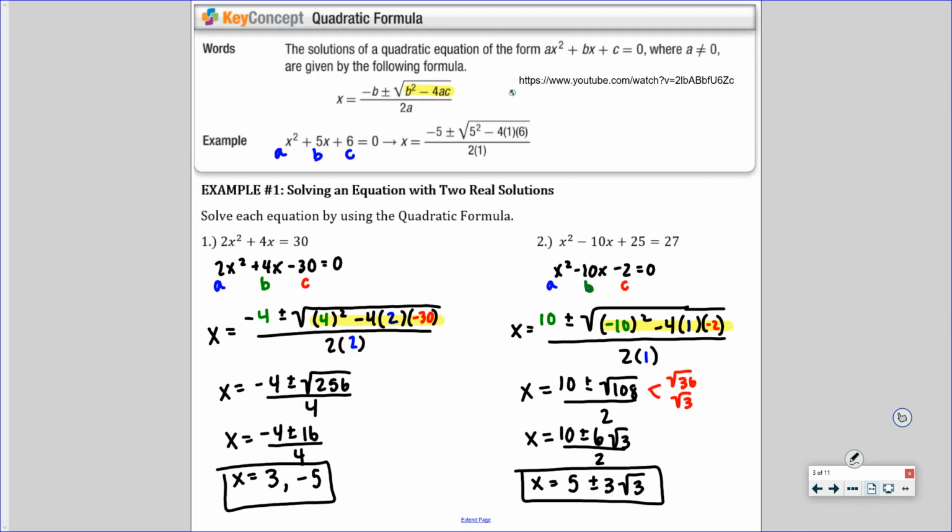The only times we want decimals is when we're doing word problems, which those are at the end of our notes. So always err on the side of leaving your answer in simplest radical form, just like we did with completing the square.